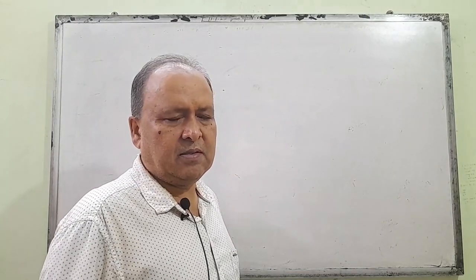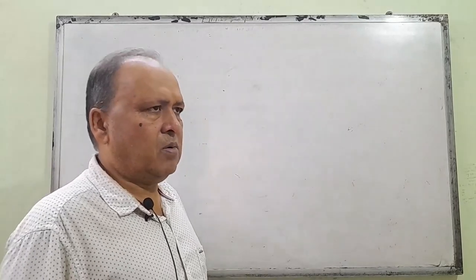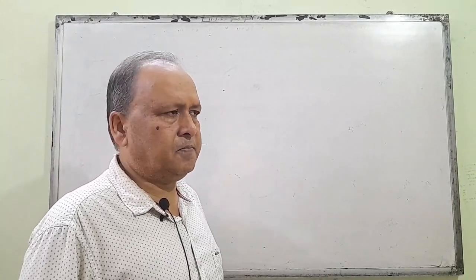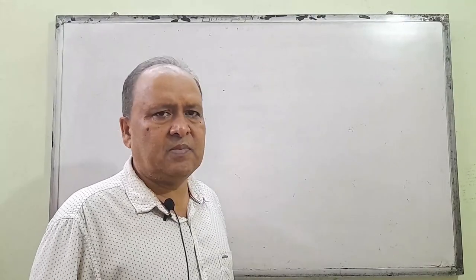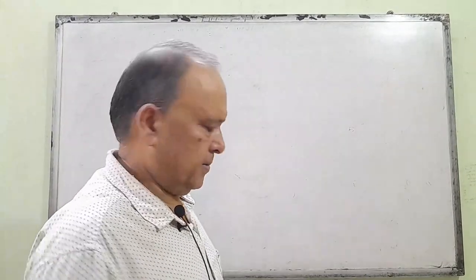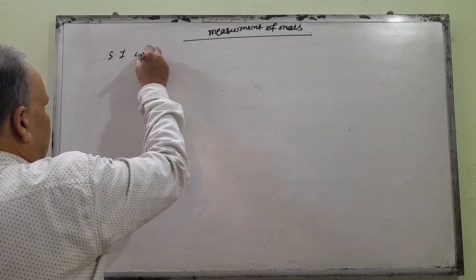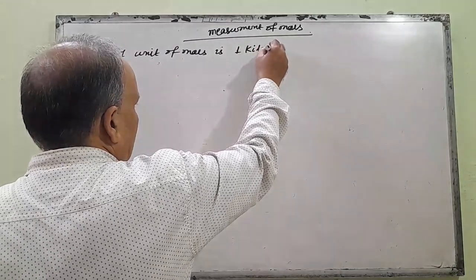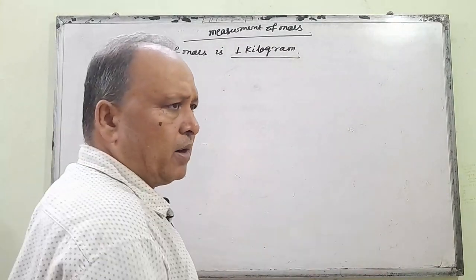In the previous class, I told you about measurement of length. In this class, I will tell you about measurement of mass. The SI unit of mass is 1 kilogram. You see, what do you mean by 1 kilogram?